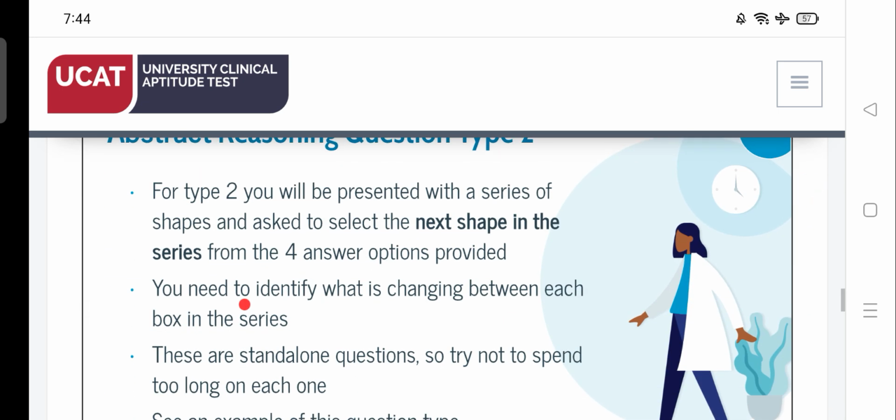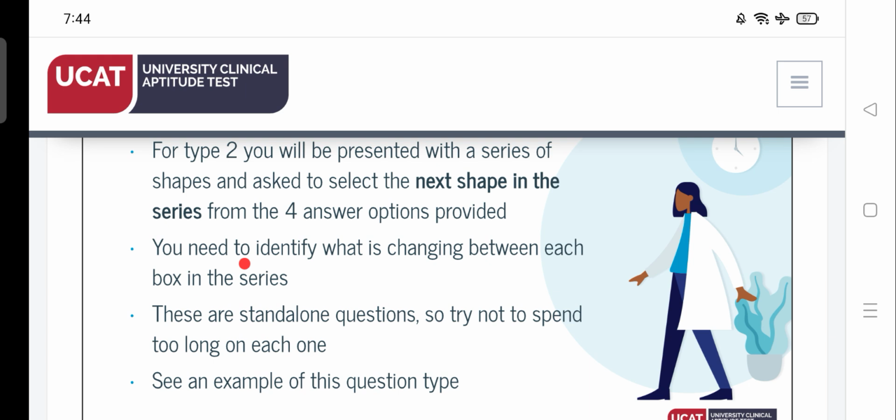Next we have abstract reasoning type 2. For type 2, you will be presented with a series of shapes and asked to select the next shape in the series from the 4 answer options provided. You need to identify what is changing between each box in the series. These are standalone questions, so try not to spend too long on each one.